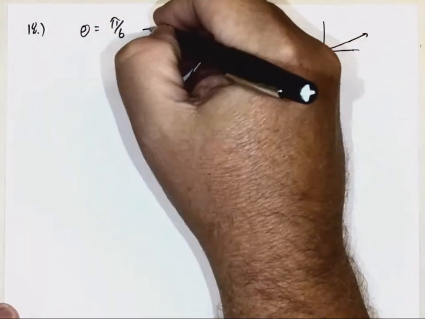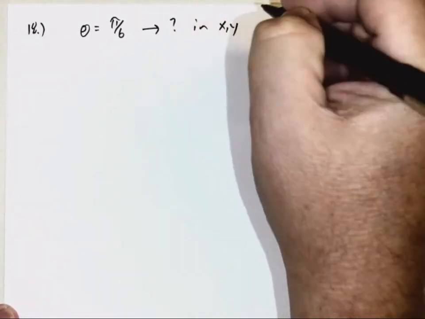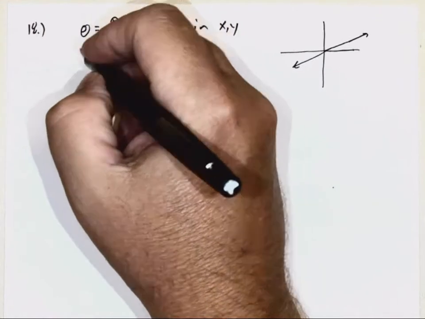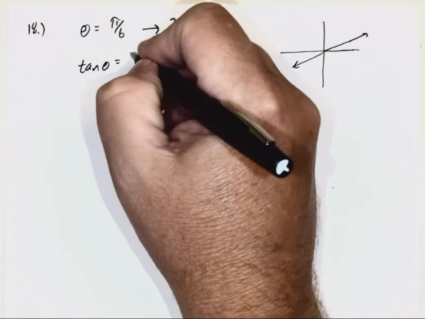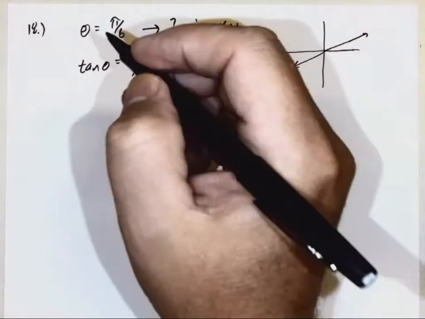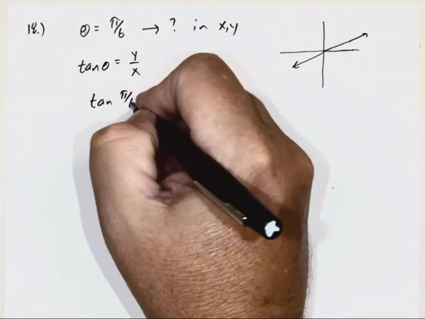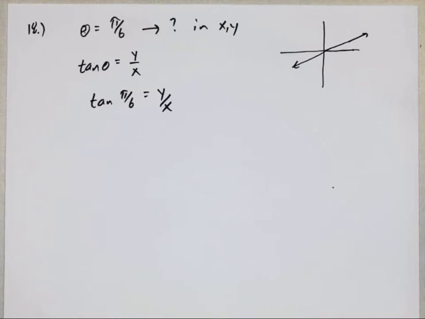But now, they want this equation in rectangular coordinates. Now for this kind, when they give you the angle, we use the fact that the tangent of the angle in polar coordinates equals y over x. So since theta is pi over 6, we can say tangent pi over 6 equals y over x. Now we know tangent of pi over 6, tangent is like sine over cosine.